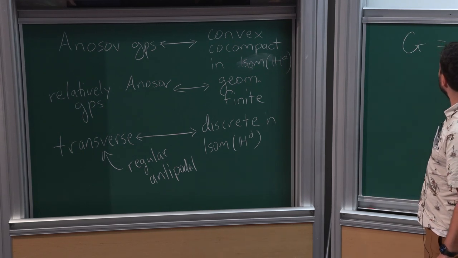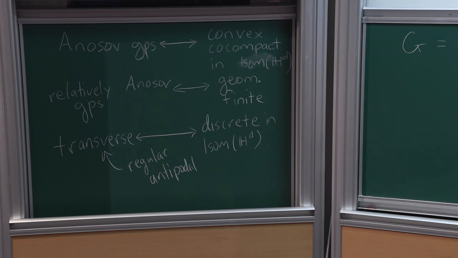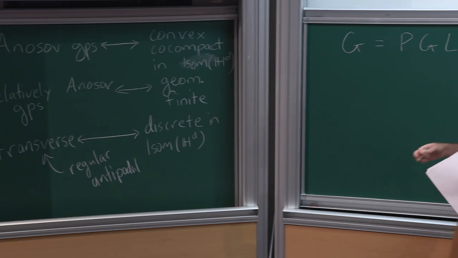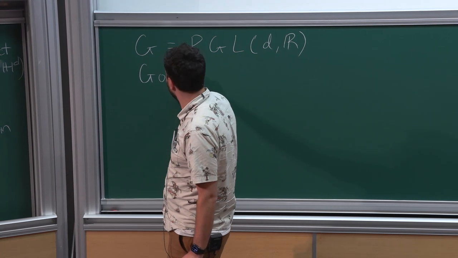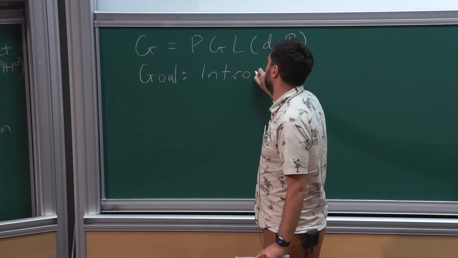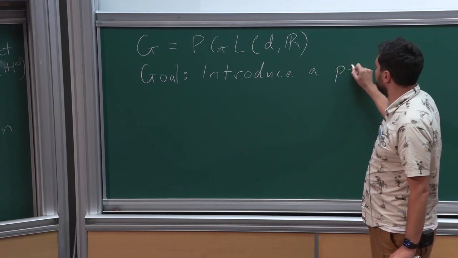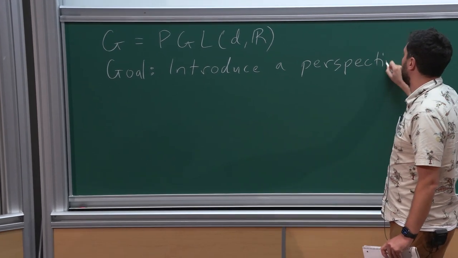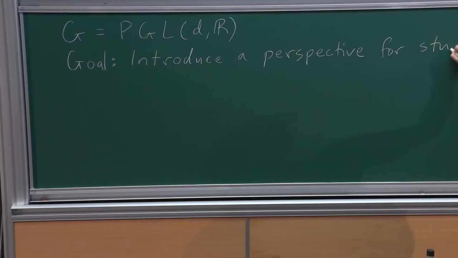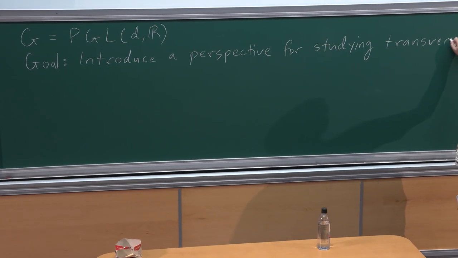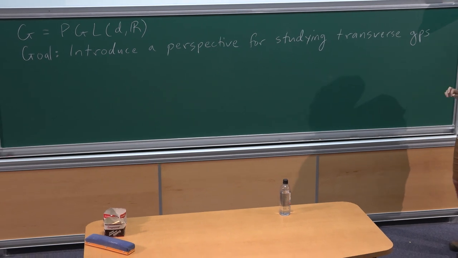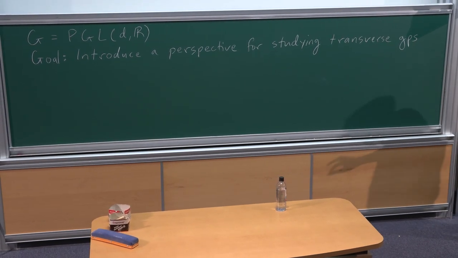I just want to talk about G equals PGL(d, R), although some of the results are true for general semisimple Lie groups. And actually my main goal today isn't really to talk about theorems, but more to introduce a perspective for studying transverse groups. But that'll come in a little bit. First, I just want to do some definitions.